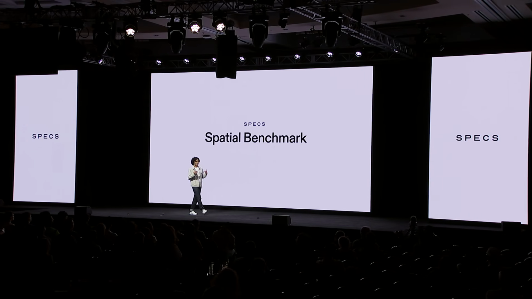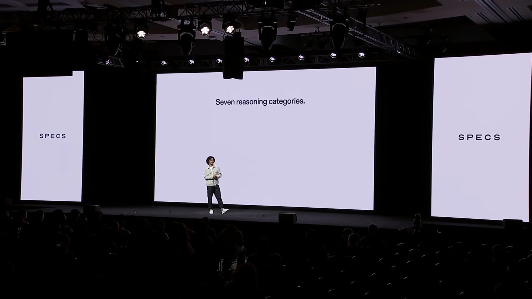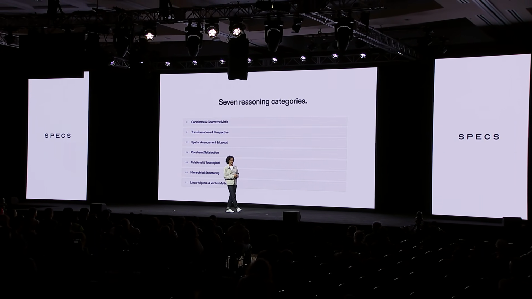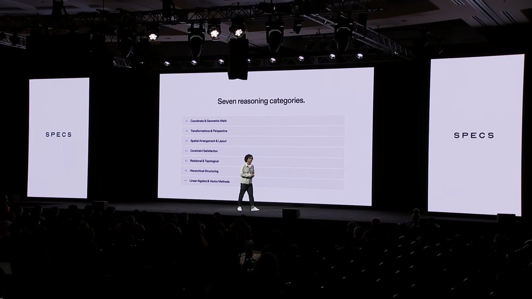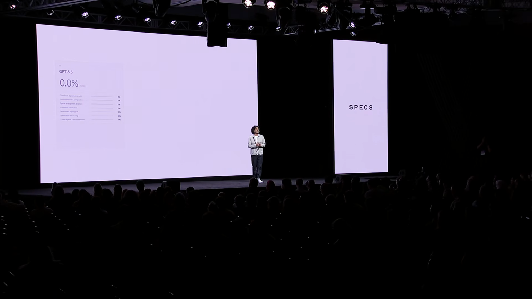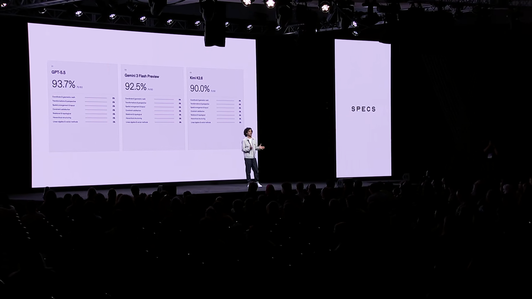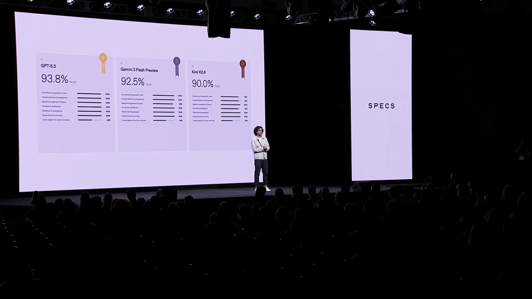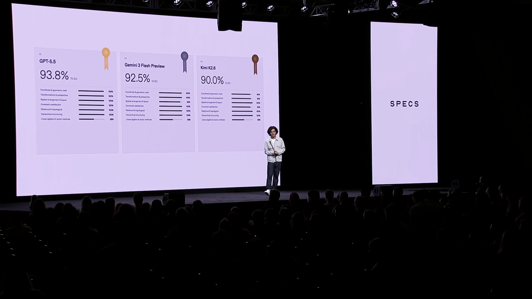Now, as AI models evolve, they excel at different tasks. To help the community navigate this, we are releasing the first version of the spatial reasoning benchmark. Available today, this benchmark systematically evaluates a model's skill in core AR development areas like coordinate geometry, spatial layout, and hierarchical structures. We've run it against leading models and published the results today to help you select the right models and push the industry forward.